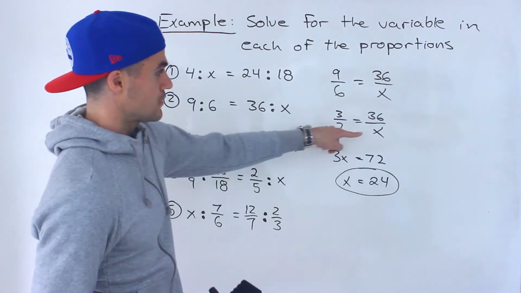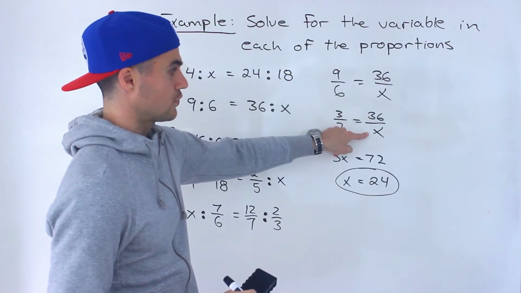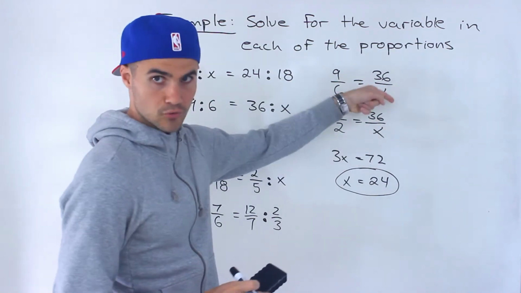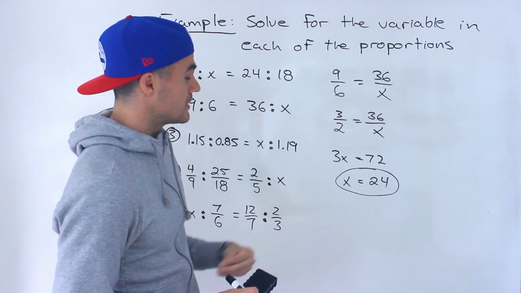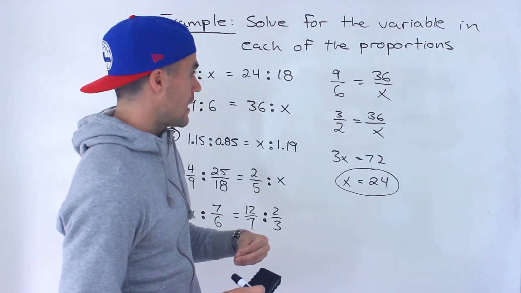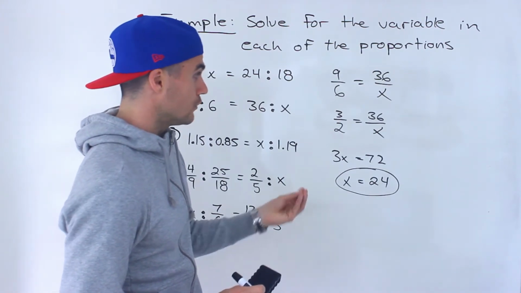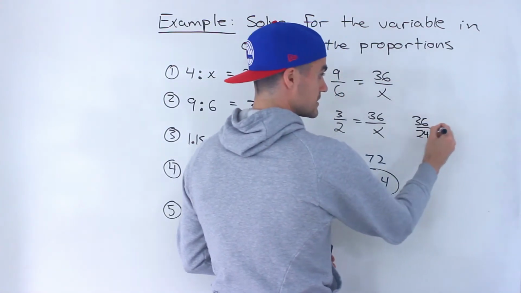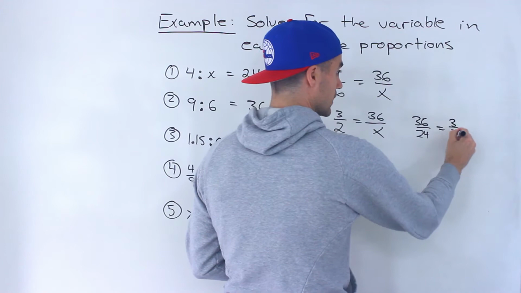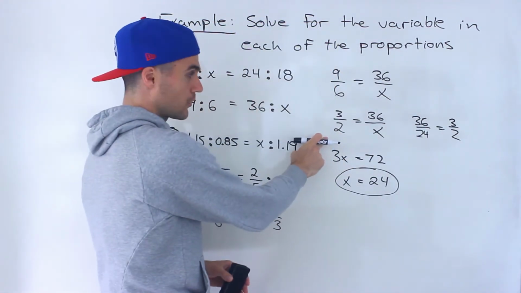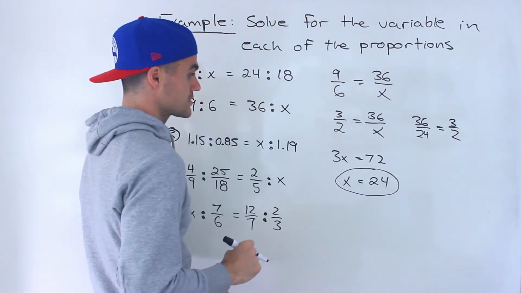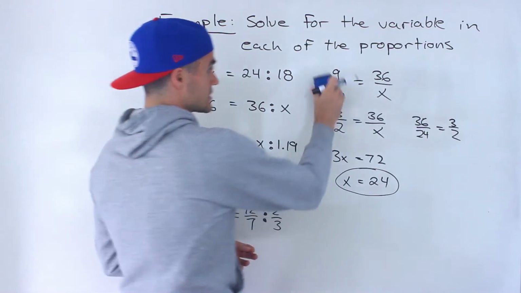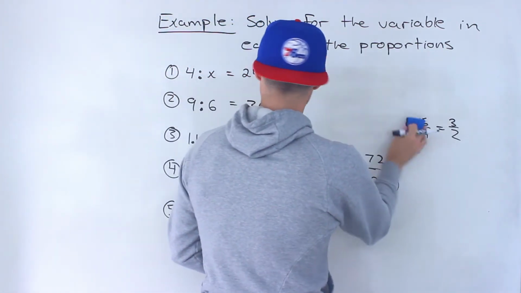And then notice that if we put 24 here, 36 over 24, if we divide both the numerator and the denominator by 12, right? So 36 over 24, if we divide both this and this by 12, this simplifies to 3 over 2, which is what we were going for. So you could always check your answer as well. So x is 24 for number 2.